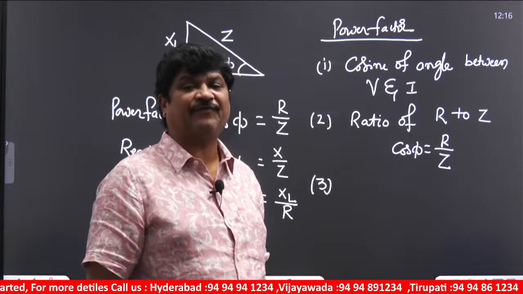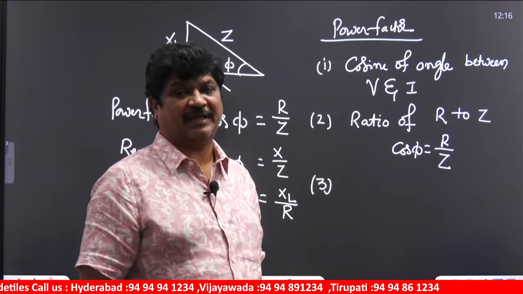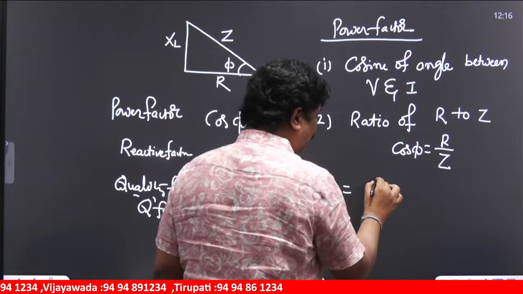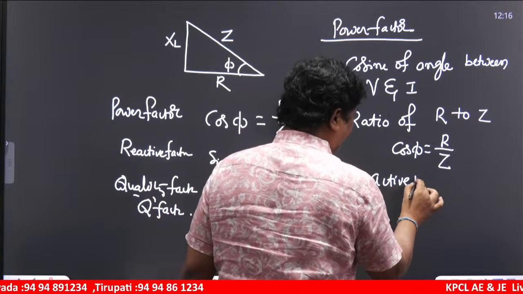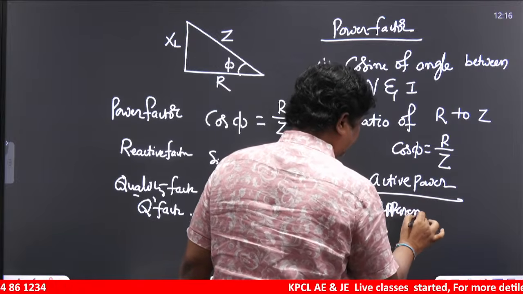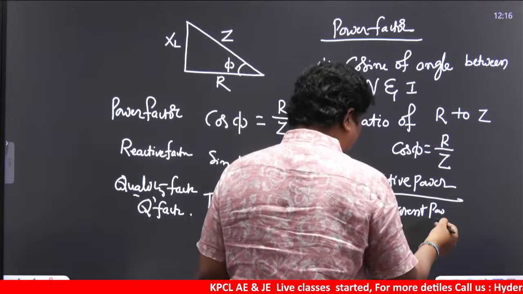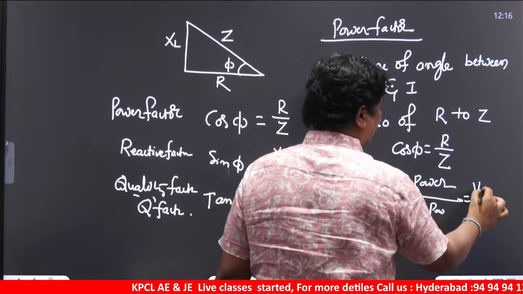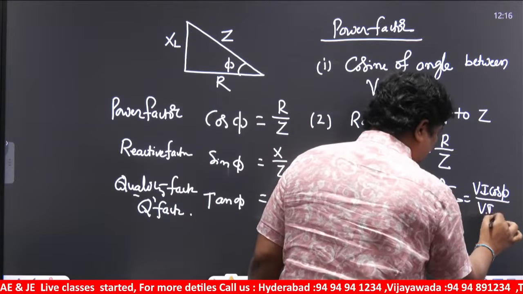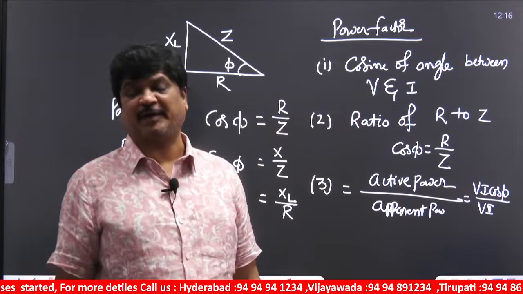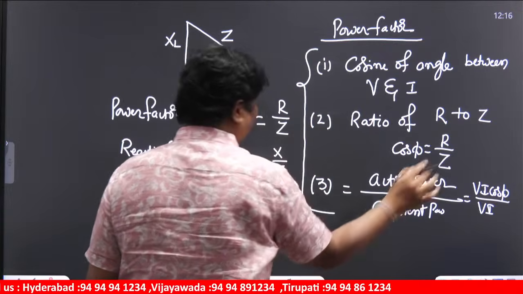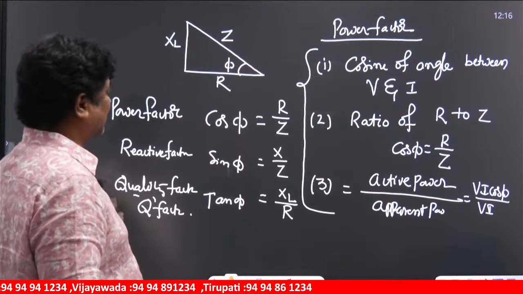It is the ratio of active power to apparent power, which is equal to active power upon apparent power. What is the active power formula? VI cos phi. What is the apparent power formula? VI. So VI gets cancelled, and only cos phi is left. These are all the three definitions for the power factor. Power factor is cos phi.